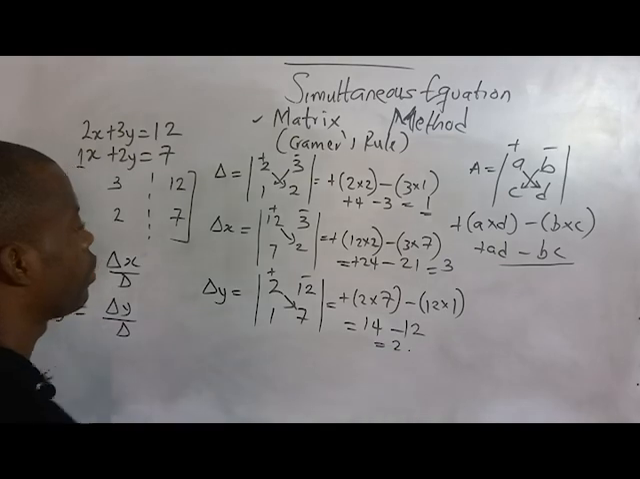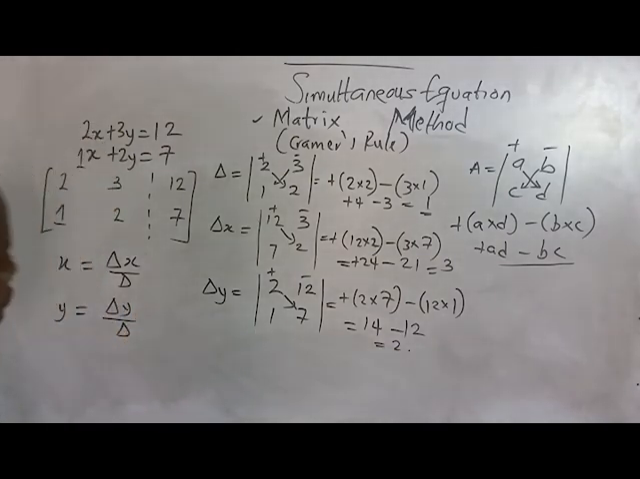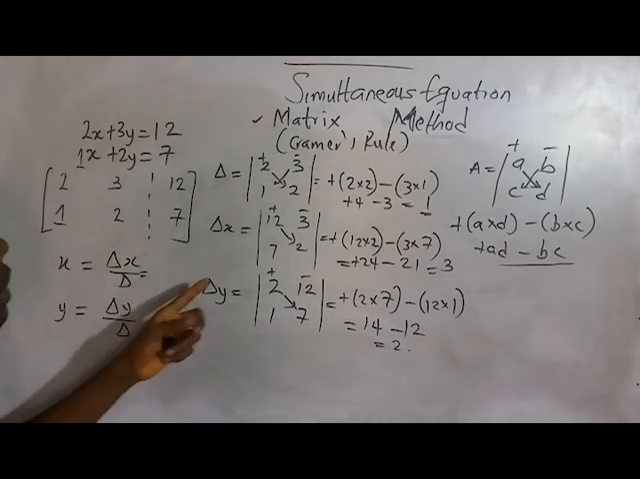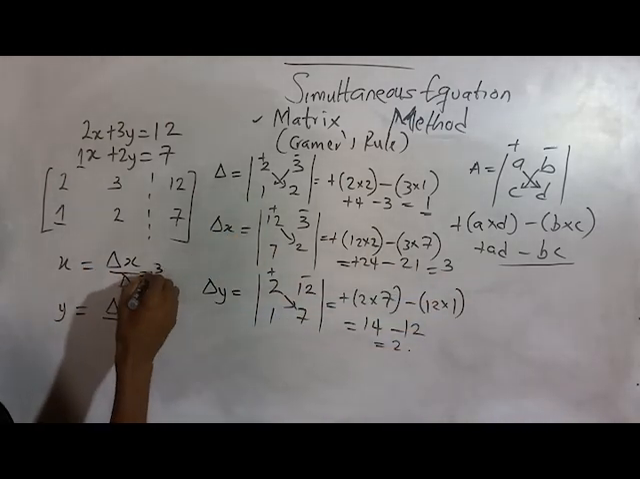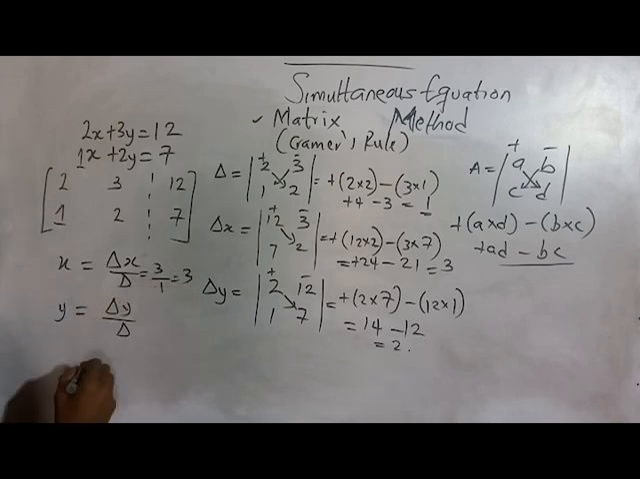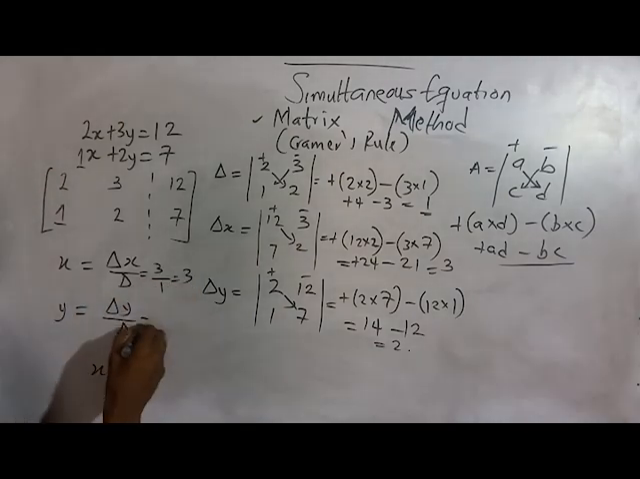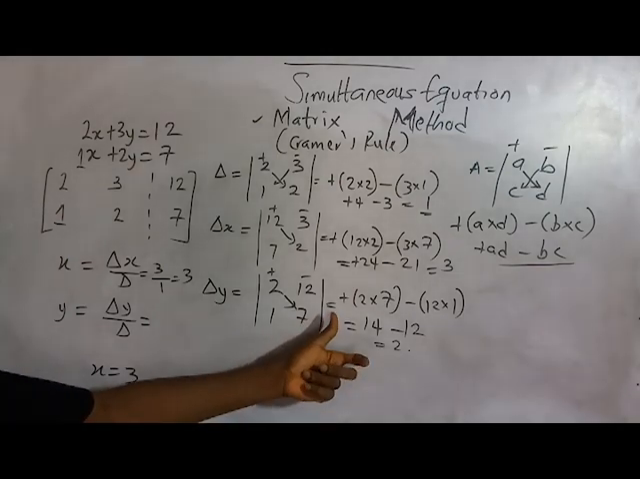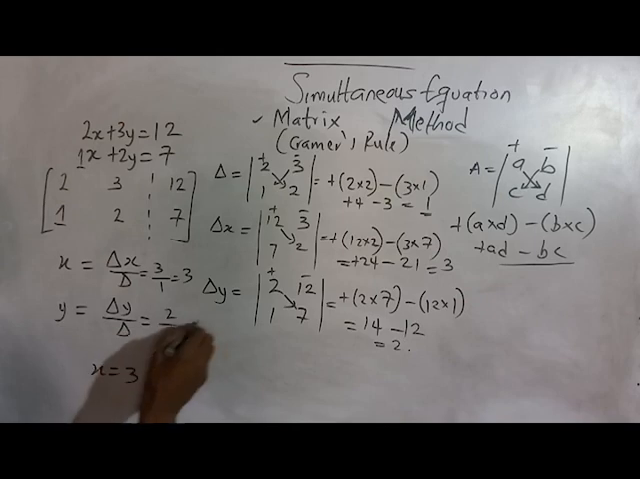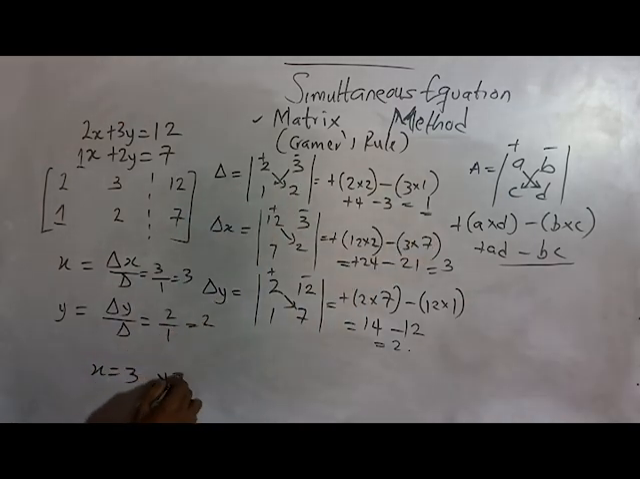So we have 2. We'll come back to our formula. To get the value of x, we take delta x, and delta x is 3, that's 3 all over delta, which is 1. So the answer for x is equal to 3. The same thing for y also. We take the value of y, which is delta y, which is 2, all over the value of delta, which is 1, which is 2. So our y equals 2.